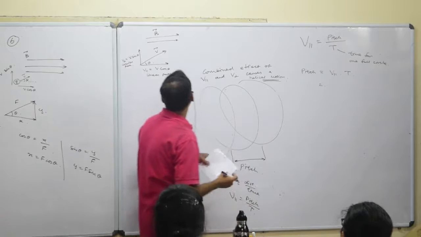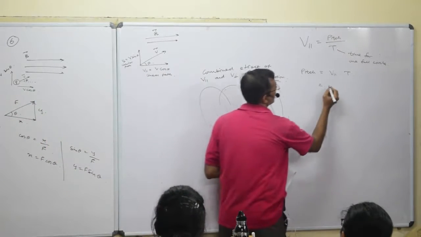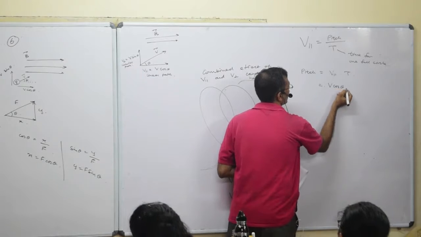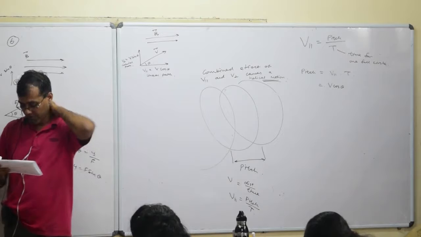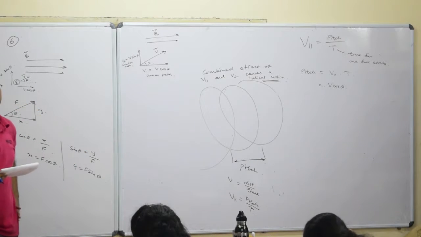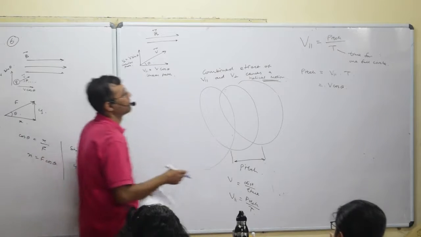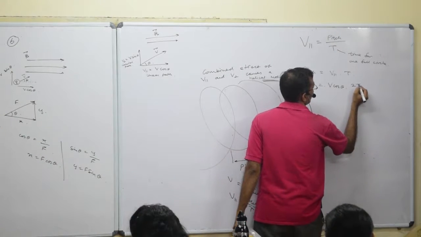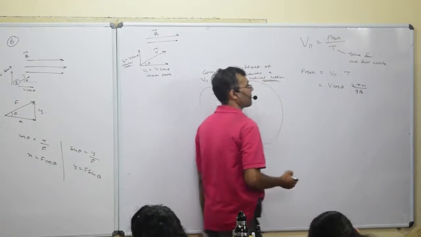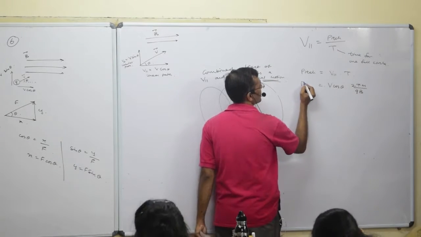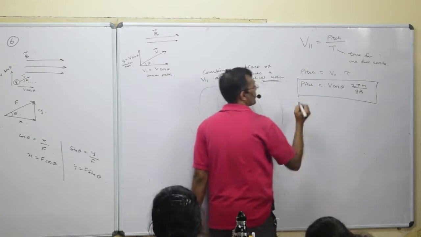V parallel, what is V parallel? V parallel is equal to V cos theta. So I can simply say V cos theta. What is the time period? Can you go back and check your notes? What did you find? Capital T is equal to 2 pi m by qB. So simply substitute that, 2 pi m by qB. That's all. So that's your pitch. They may ask you some numericals based on this.